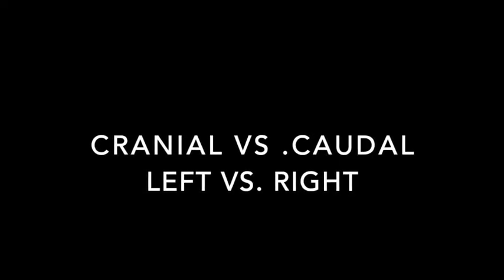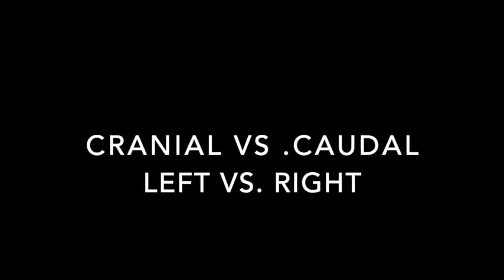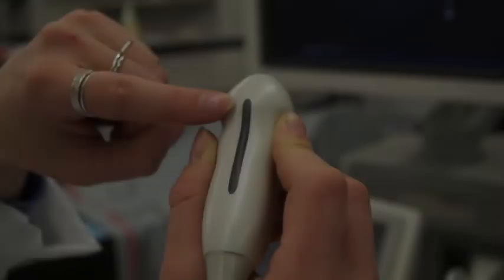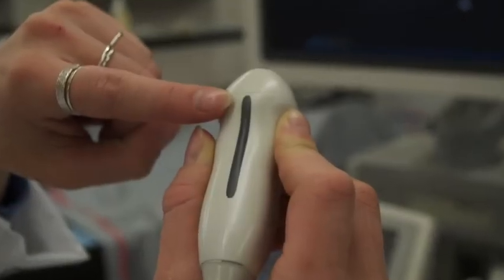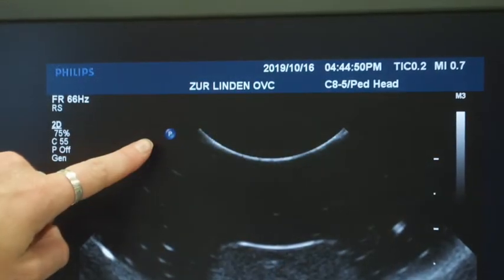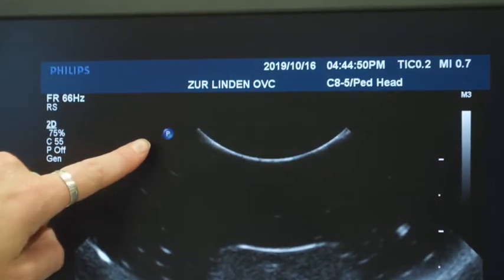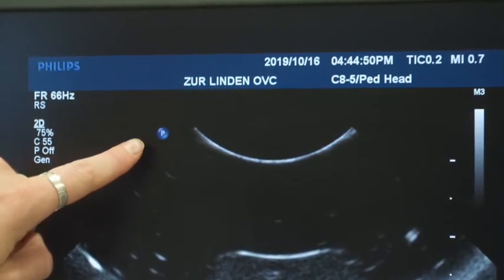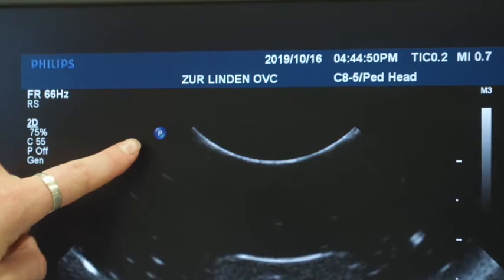Which is cranial, aka towards the head, versus caudal, towards the tail? And what's left versus right? Note the indicator notch on your ultrasound probe. Then note the indicator on the top left corner of the ultrasound screen. These 2 indicators always correspond with each other and will help keep you oriented while you are scanning and changing planes.